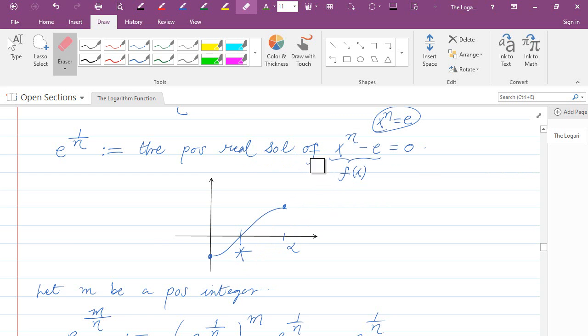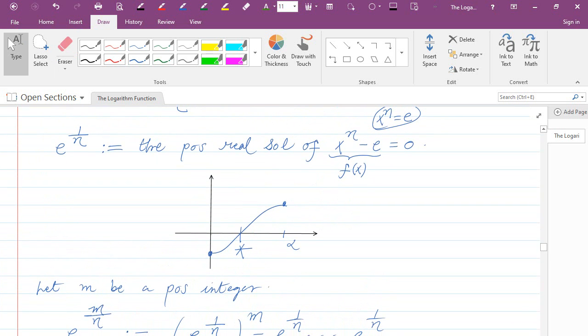So the real positive solution of this equation x to the n minus e equals 0, well, that equation is the same as x to the n is equal to e. So we're saying e to the 1 over n represents the positive real solution of this equation, and we know that there is a positive real solution because this function f has both a positive and a negative value, and it is a continuous function. Therefore, it also takes on the value 0 somewhere.